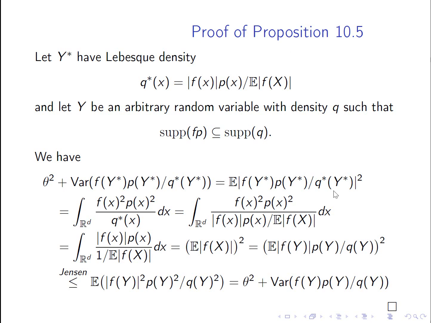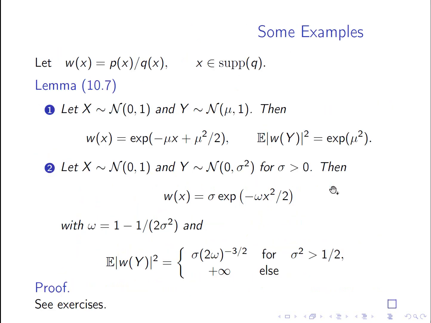So let's now look at a few examples. So here we have the examples where we start from standard normal distributions and change the mean or the variance.